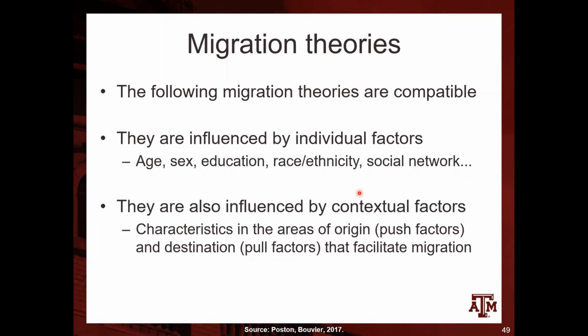The characteristics in the areas of origin are known as the push factors. What are the characteristics in this area that is pushing people away? And what are the characteristics in the area of destination? They're attracting immigrants. They're pulling people into them, right? So what we have to understand is that both individual and contextual factors influence our decision to move from one place to the other.